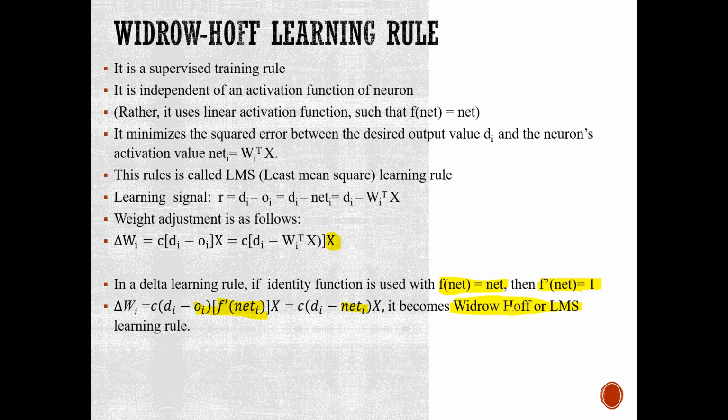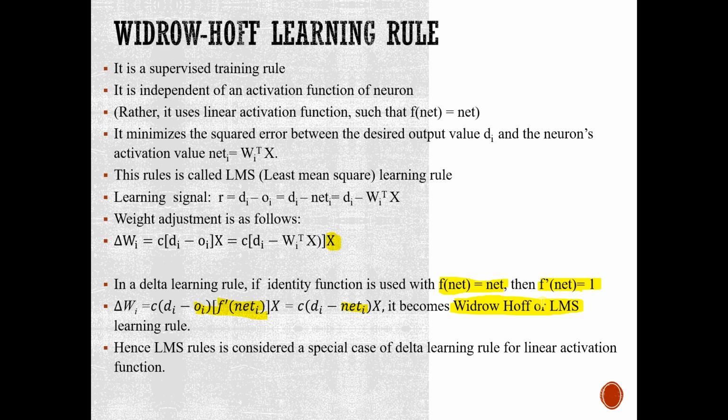So I can say that Widrow learning rule is a special case of a delta learning rule with an identity function. You can say it in both ways, that is Widrow learning rule is a special case of delta learning rule, or you can say that delta learning rule can be modified for an identity function, and that will become the Widrow learning rule. So in both ways you can say this.